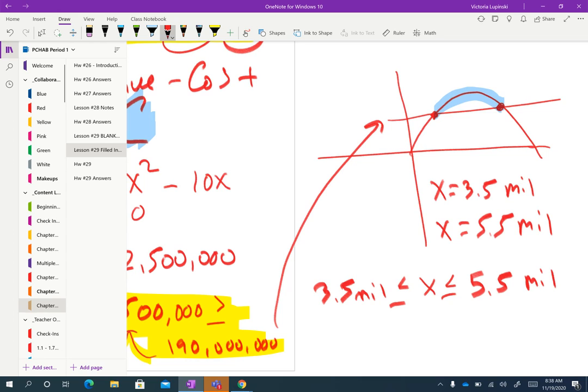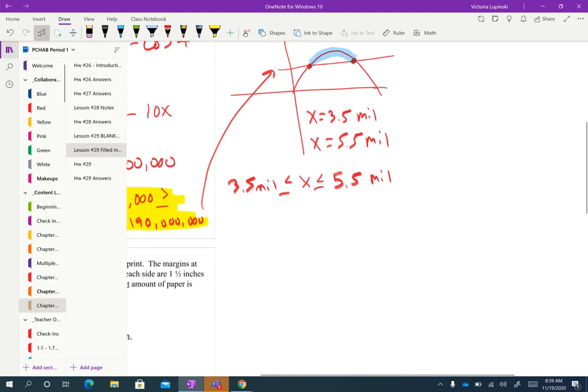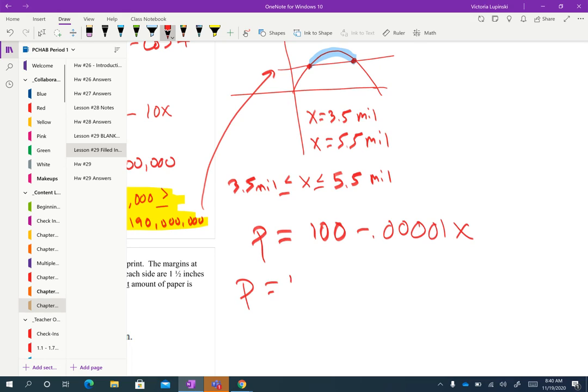Here's the thing, though. This is not actually what the question asked. So the question actually asked, if we go back, what price... Sorry, I know there's a lot going on here. What price should the company charge? So if you're talking about what price the company should charge, you have to take those x's, because remember, those are the numbers of calculators being sold, and you have to put them back into the price equation to calculate the price. You have to go back to your price equation, which is the small p equals 100 minus 0.0001x. So you're going to start by plugging in the lower bound, which would be 3.5 million.